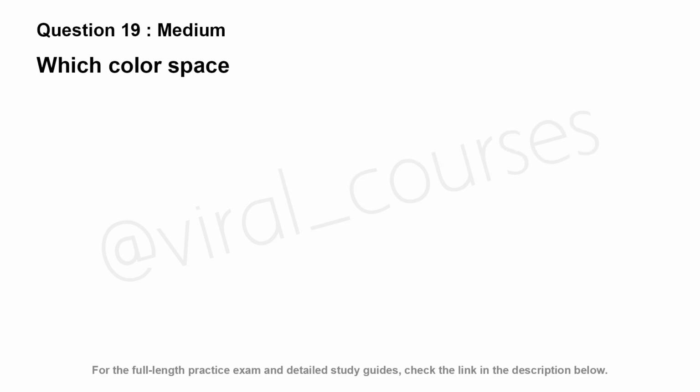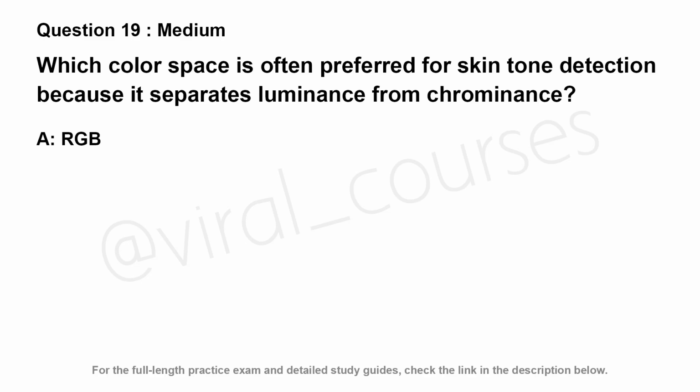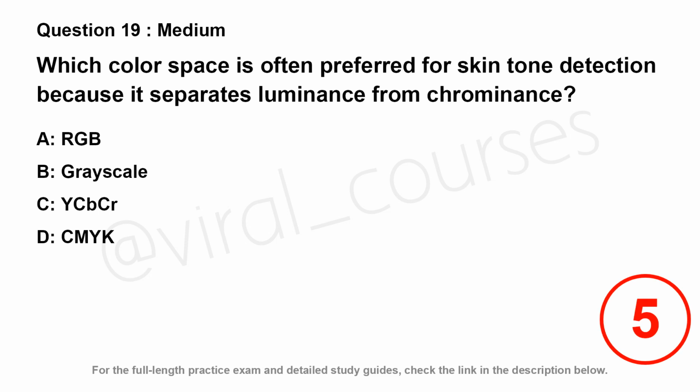Which color space is often preferred for skin tone detection because it separates luminance from chrominance? Option A. RGB. Option B. Grayscale. Option C. YCbCr. Option D. CMYK.